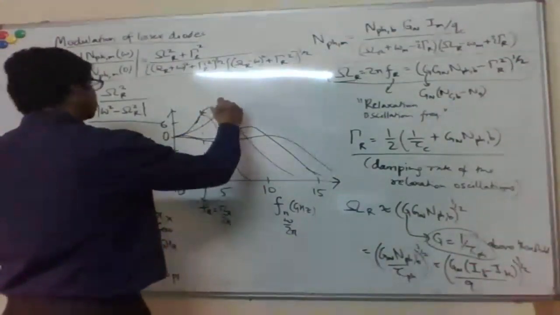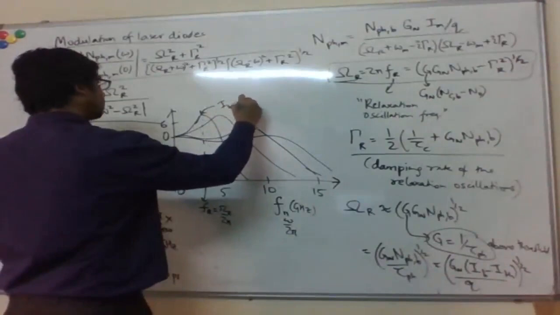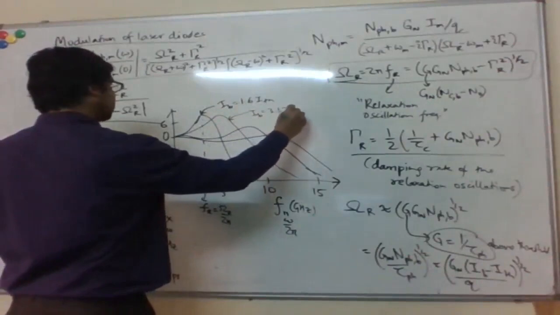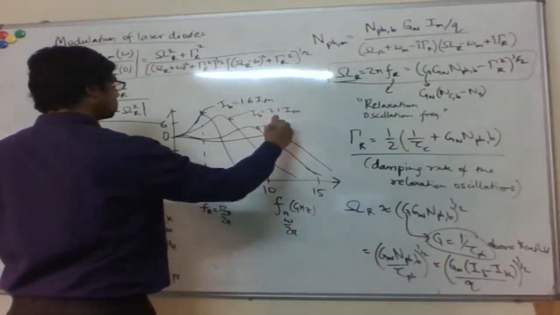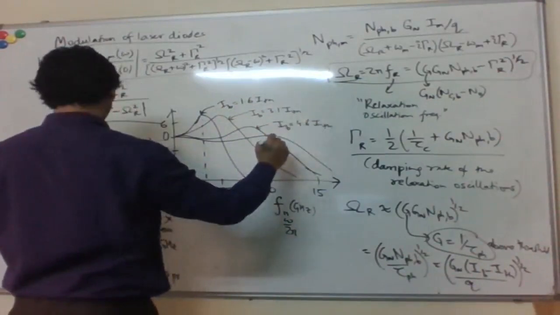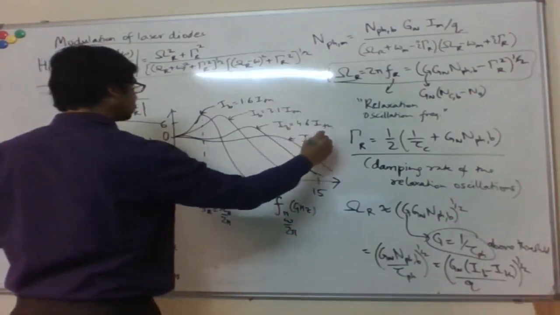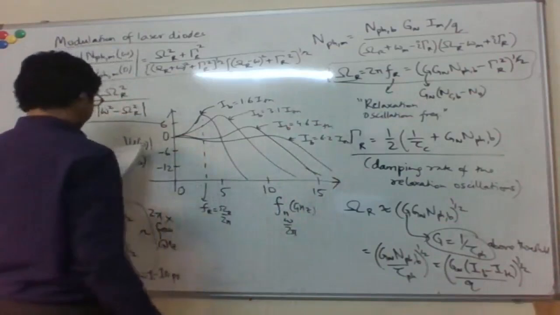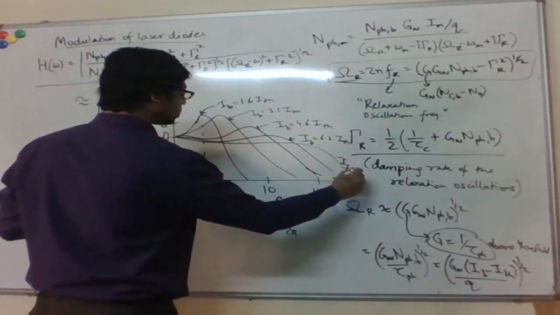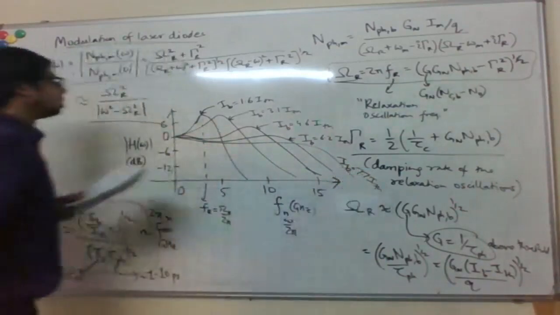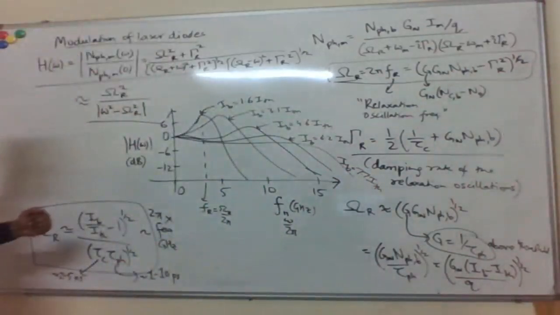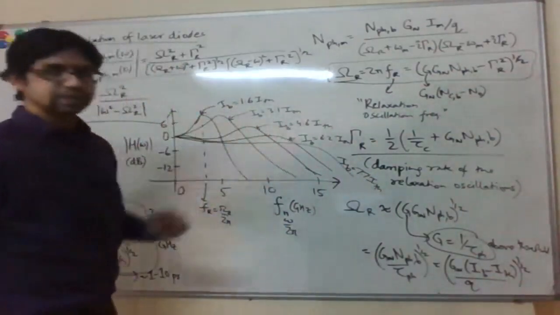So these are for different bias currents. This is IB 1.6 times threshold current. This is 3.1 times threshold current. This is 6 times. You can go further, of course. As you are increasing the bias current, this omega r is increasing, right? So this peak is shifting to higher frequencies.